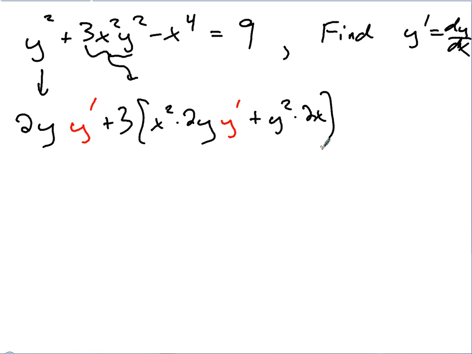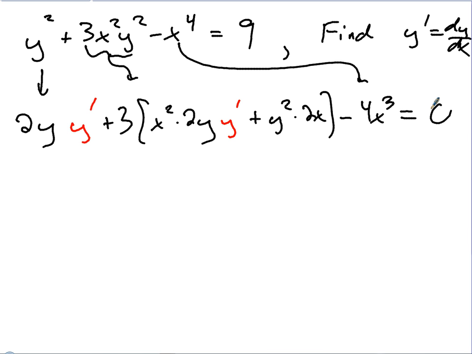Okay. And then finally, minus, what's the derivative of x to the fourth with respect to x? 4x cubed. And then on the other side, the derivative of 9, 0. Okay, now all I've got to do, I got to distribute the 3, sure.